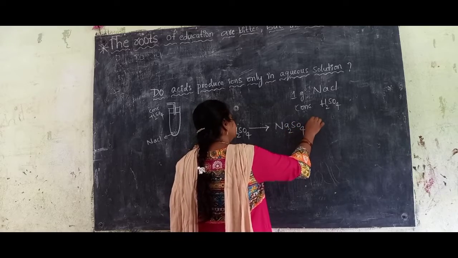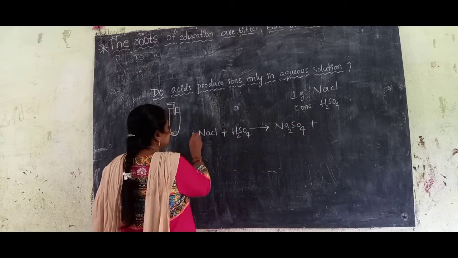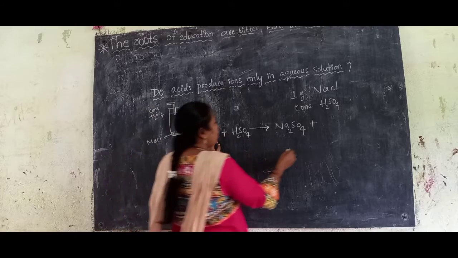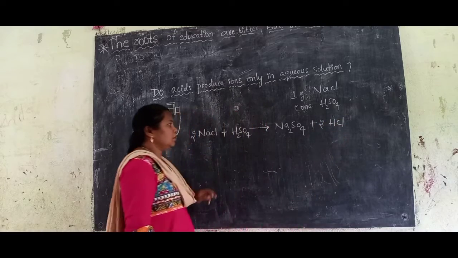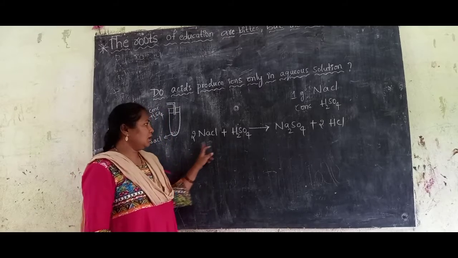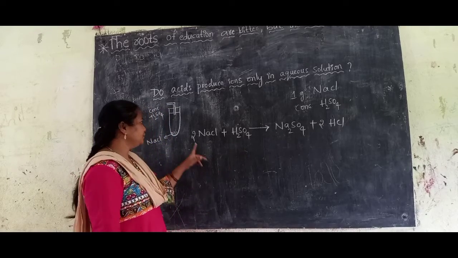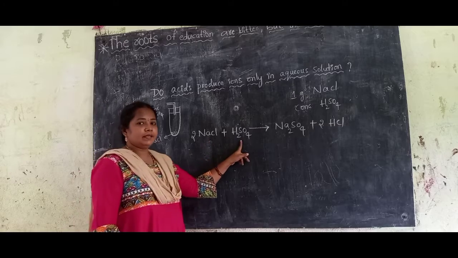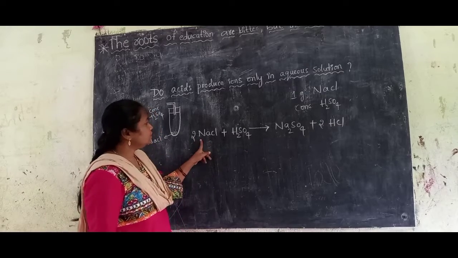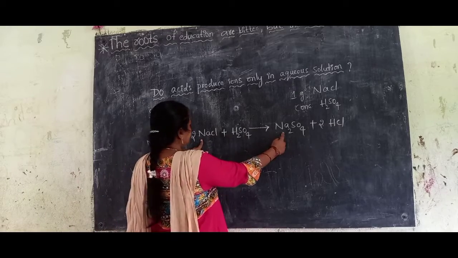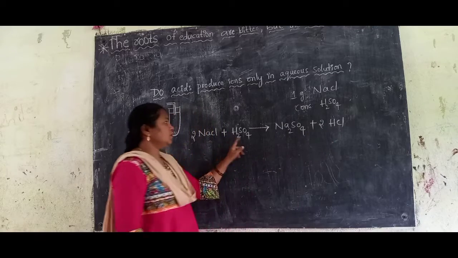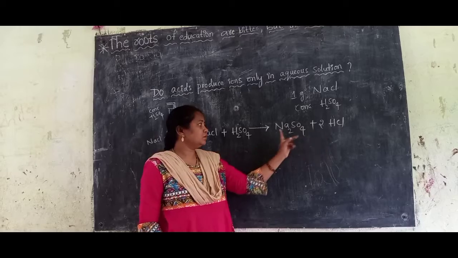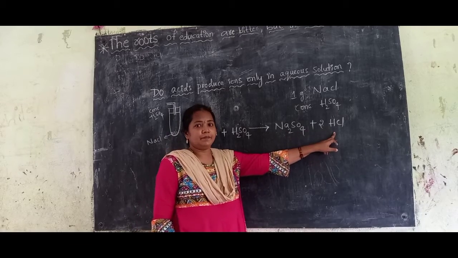So what we are going to get is sodium sulfate, and along with that we also get 2 moles of hydrogen chloride, HCl. This is the chemical reaction taking place between NaCl and H2SO4: 2 Na, 2 Cl, 2 hydrogen. So these two products we are going to get, sodium sulfate and HCl.